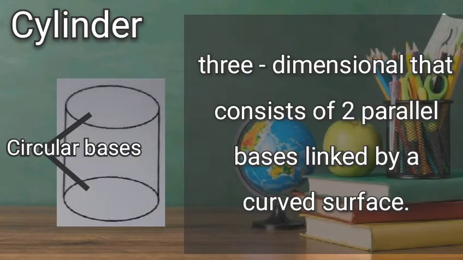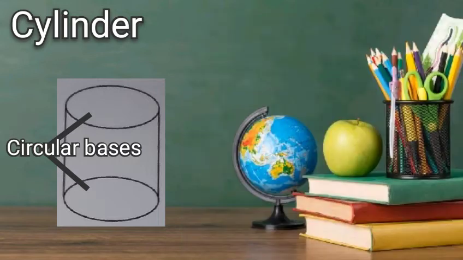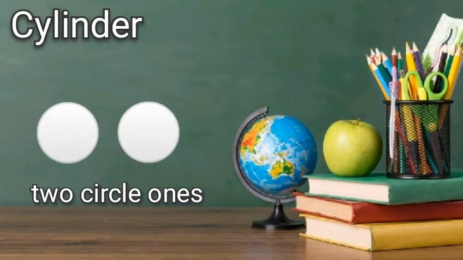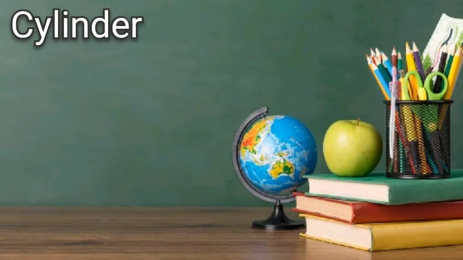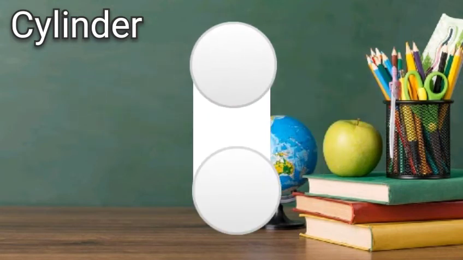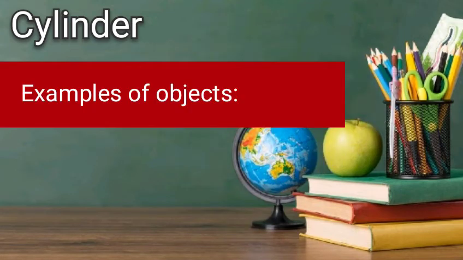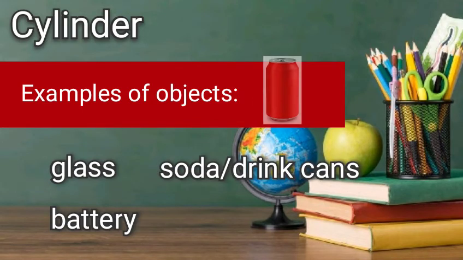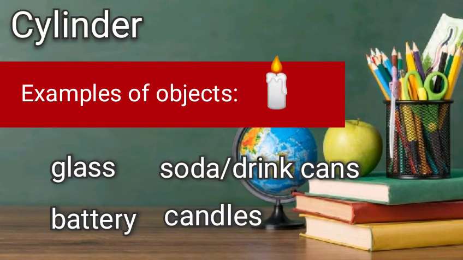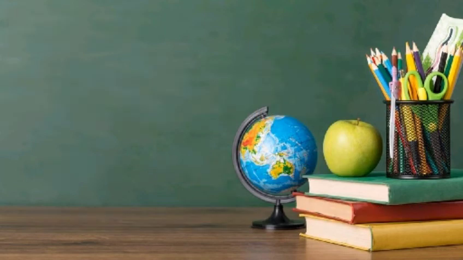A cylinder is a three-dimensional shape that consists of 2 parallel bases linked by a curved surface. It has 3 faces, 2 circles and a rectangle, and if you combine them, it will become a cylinder. Examples of objects: glass, battery, soda or drink cans, candles, and paint cans.